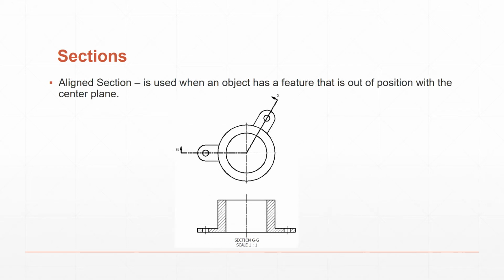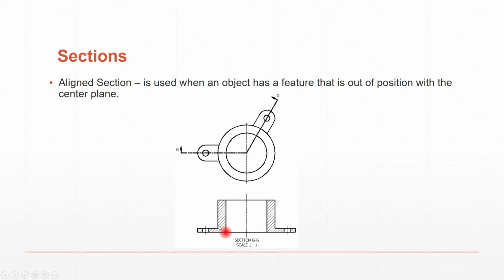The aligned section is one of those unique things that if you have a hole that's not in line with the other one, so I can't use a full section and I can't use a half section, what I want to do is use an aligned section. So what I'm doing is I'm basically cutting that object just like I'm going through both of those features, and I want to hit both of these holes in this case. And as you can see, the detail of that comes and you have two holes that you're showing here.